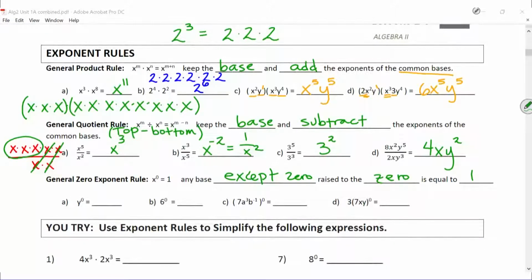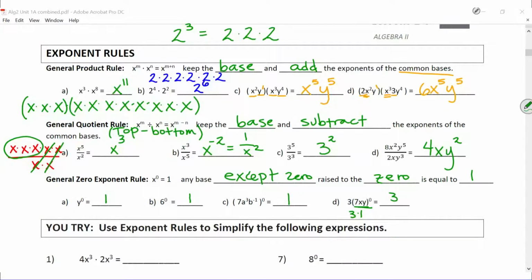So y to the 0th is 1. No matter what y is except 0, whatever the y value is, that number to the 0th power is 1. 6 to the 0th is also 1. And in parentheses, 7a cubed b to the negative 1st, as long as a and b are not 0, that will also be equal to 1. In letter D, we have 3 times 7xy to the 0. This piece of it becomes 1, and 3 times 1 is 3. That's the general zero exponent rule.